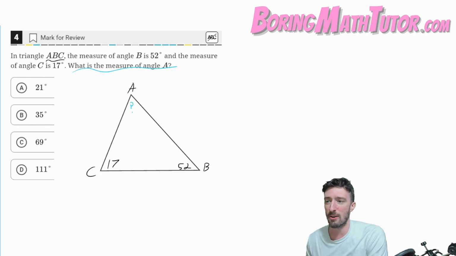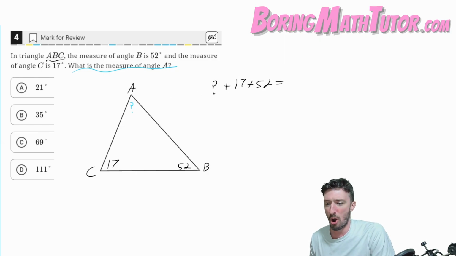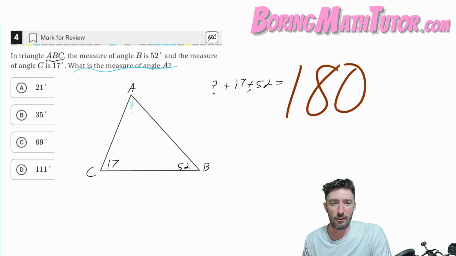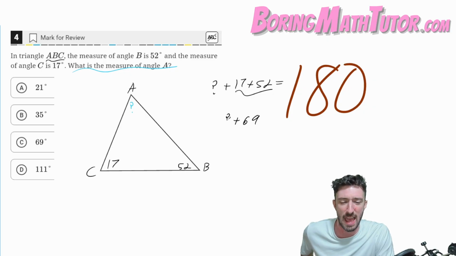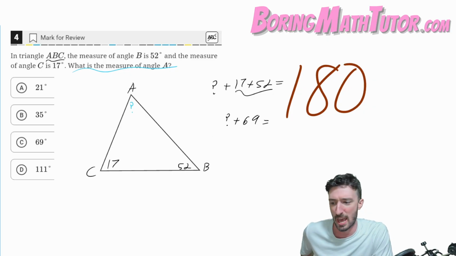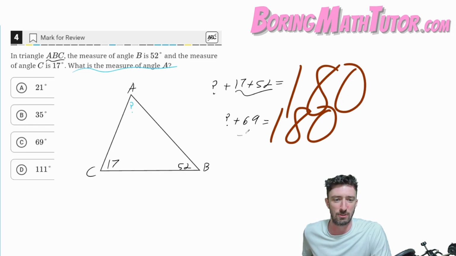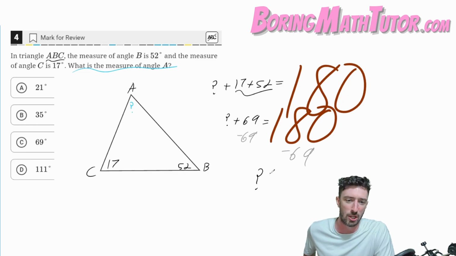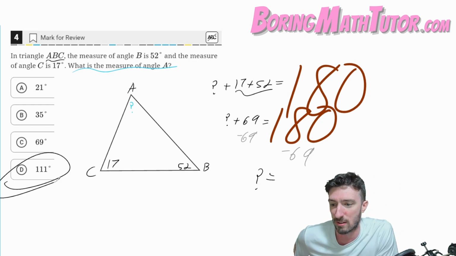Well, turns out whenever you add the three angles of a triangle, you always get 180. Therefore, we need to add 17 and 52. That gets us 69. Add that to question mark to get 180. And now all we have to do is subtract the 69 from 180. And that gets us 111.